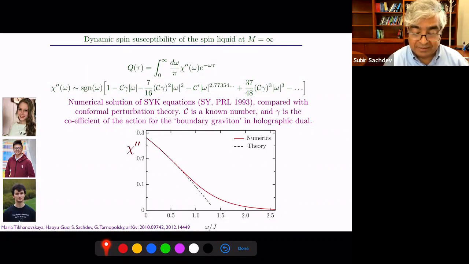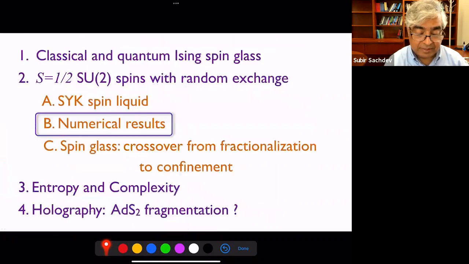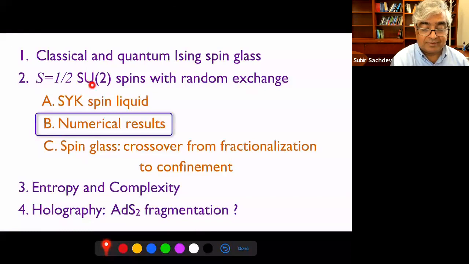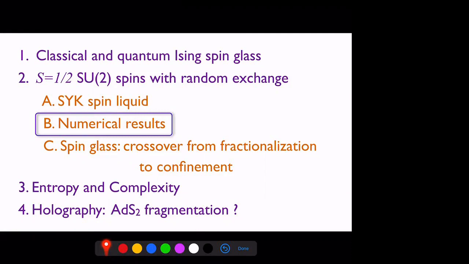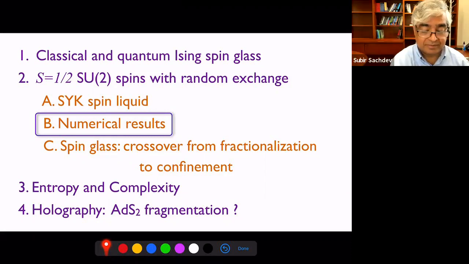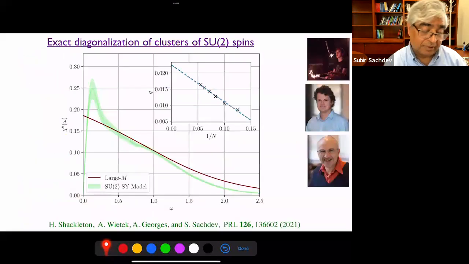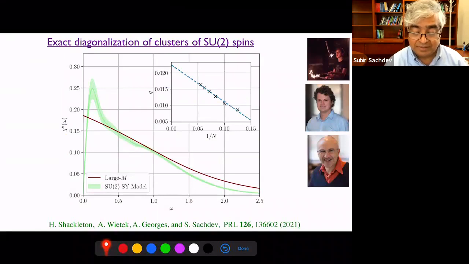All right, so that's a review. I've now told you about the spins with random exchange, and what we found is a solution which is very different from the Parisi solution of the spin glass because of quantum effects, but this is in the large M limit. So what we want to do now is look at this numerically. We go back to SU(2) and solve this numerically, which was already done earlier by Rozenberg and Arrachea. We did it as part of a more extensive study of the doped system, which I will very briefly mention.